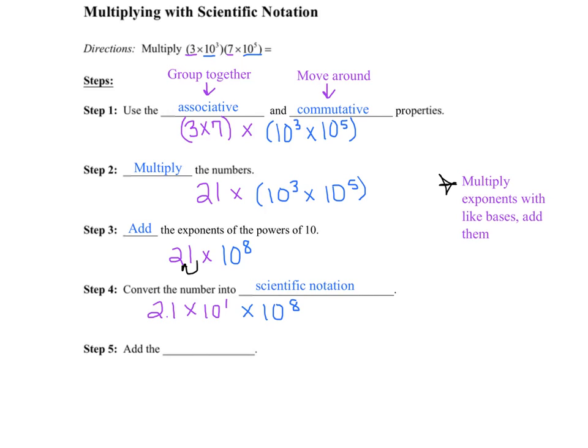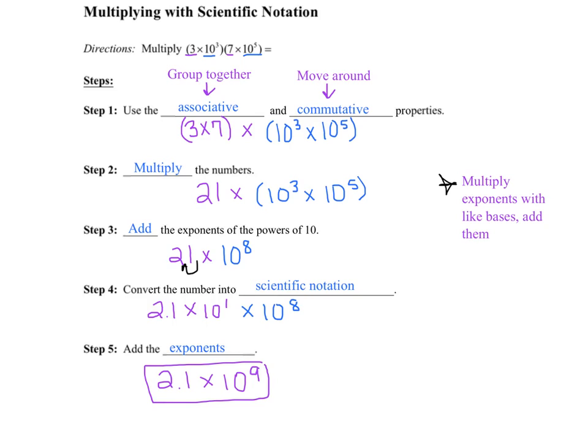So this leads us to the last step, step 5. You want to simplify this, and we simplify this by adding our exponents, because we have the same base. Therefore, your final answer is 2.1 times 10 to the 9th power. And that is your answer.